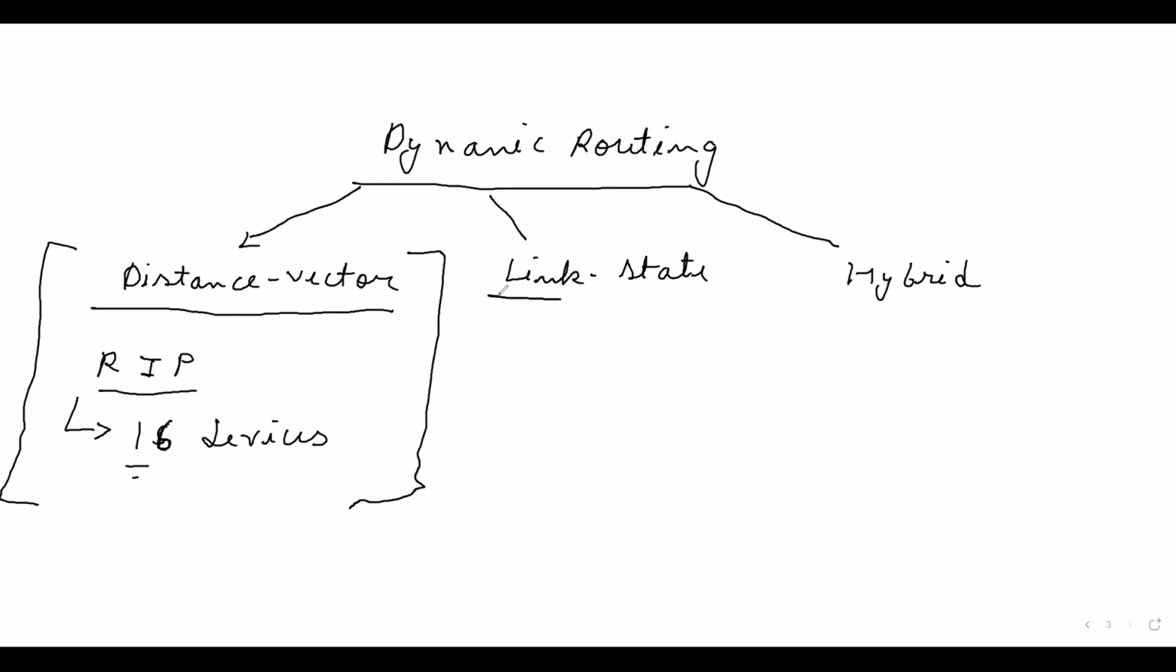So engineers made a solution. They advertised a link state routing protocol, OSPF. What is in this OSPF? I can add unlimited devices. In RIP I can add only 16 devices, but that is not helpful for me because I have 100 devices. Then what will I do?